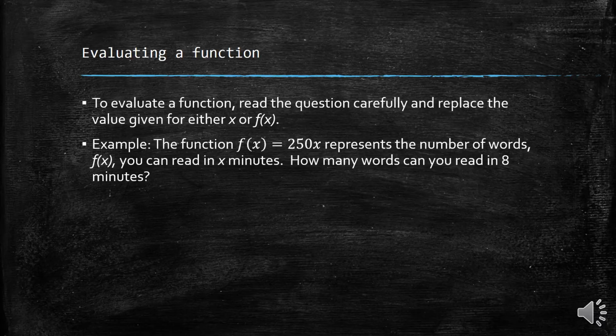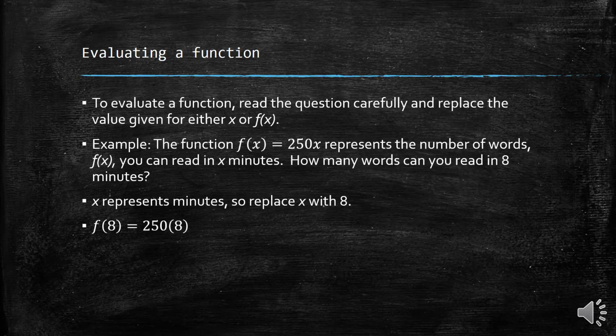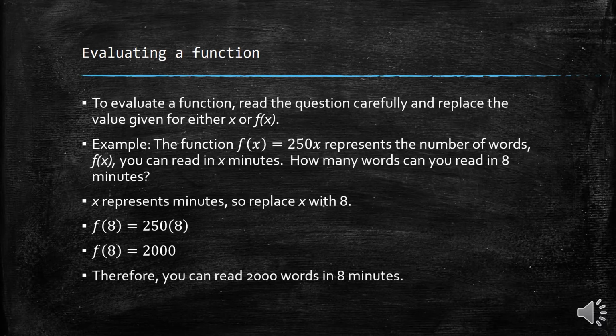Anywhere where you see an x, you'll replace it with an 8. So, x represents minutes, so let's replace x with 8. That means f of 8 is equal to 250 times 8. So f of 8 is equal to 2,000. Your conclusion statement is, therefore, you can read 2,000 words in 8 minutes.